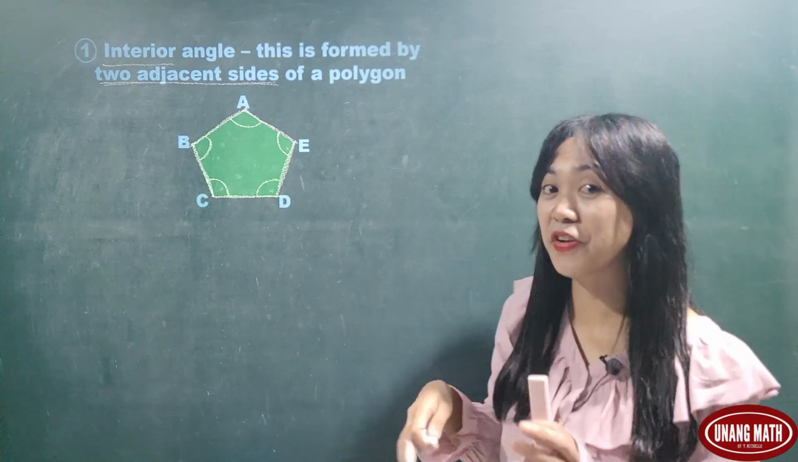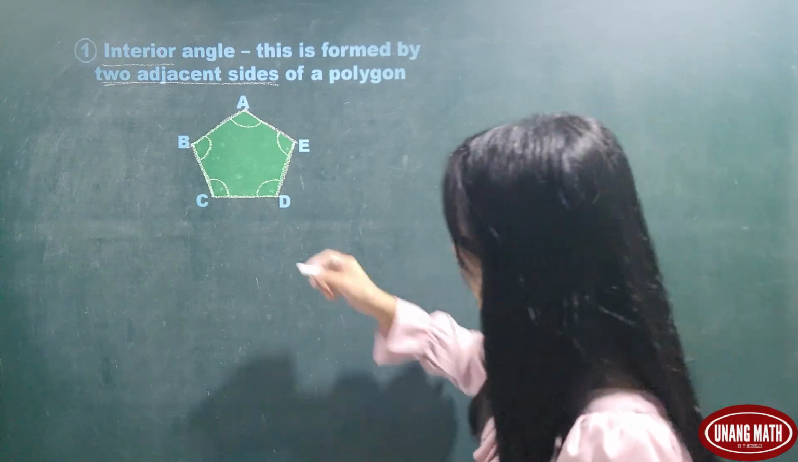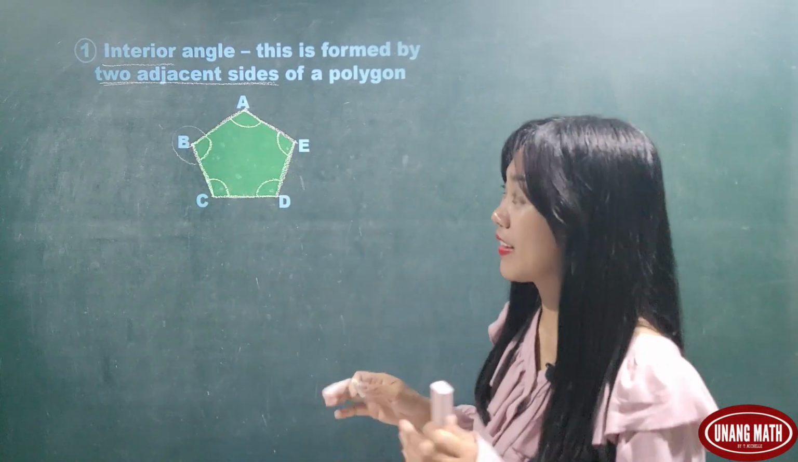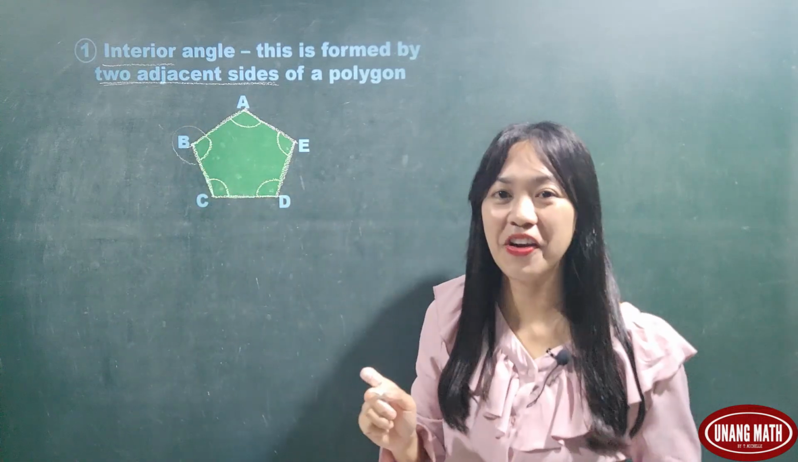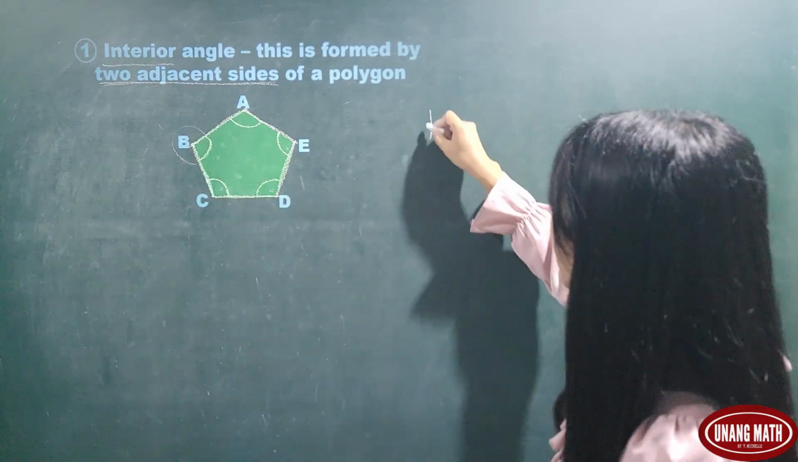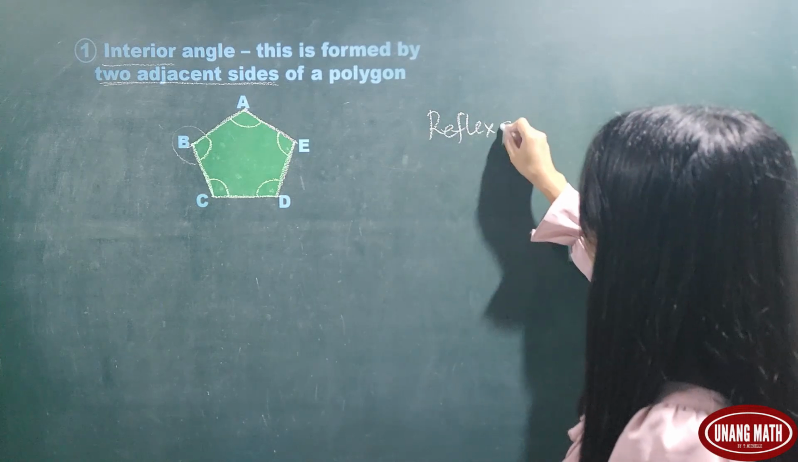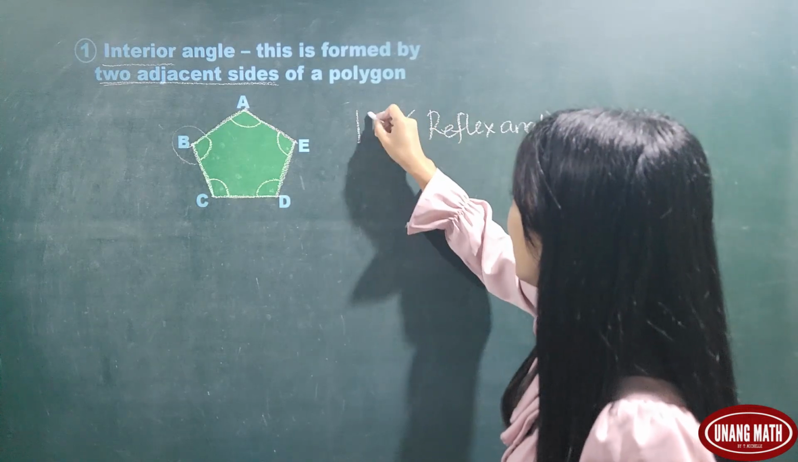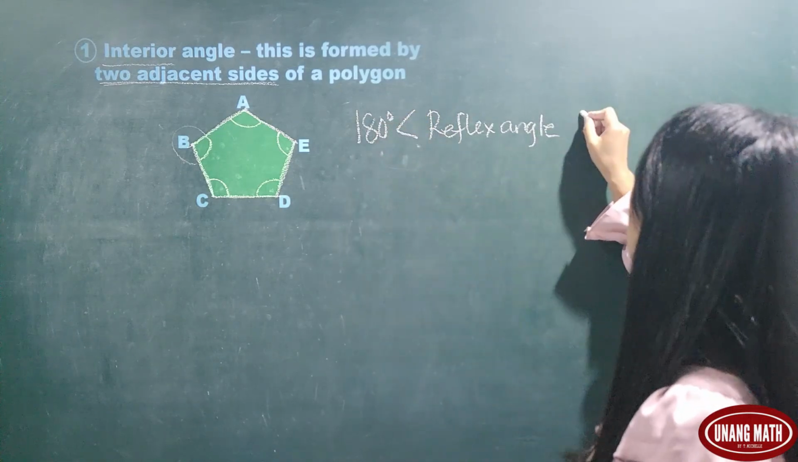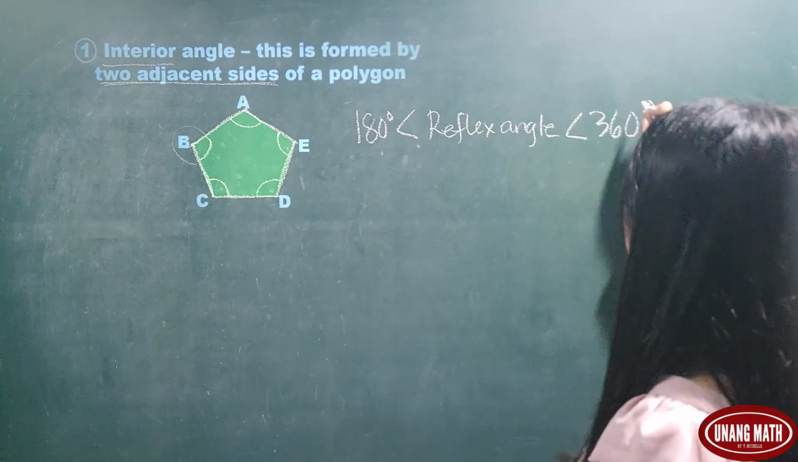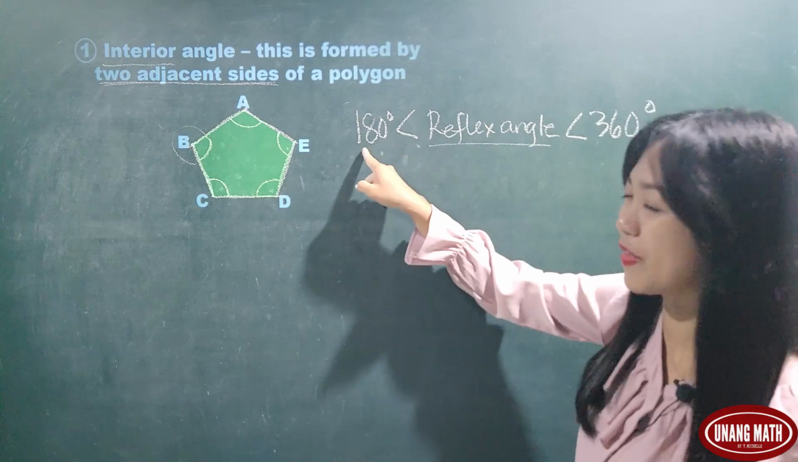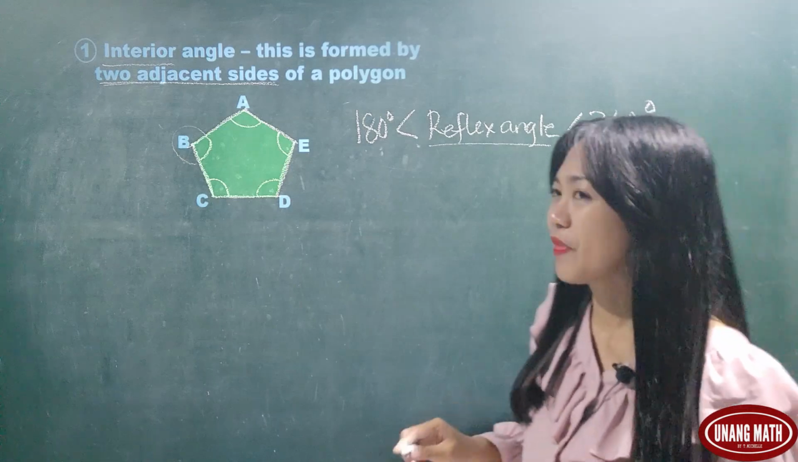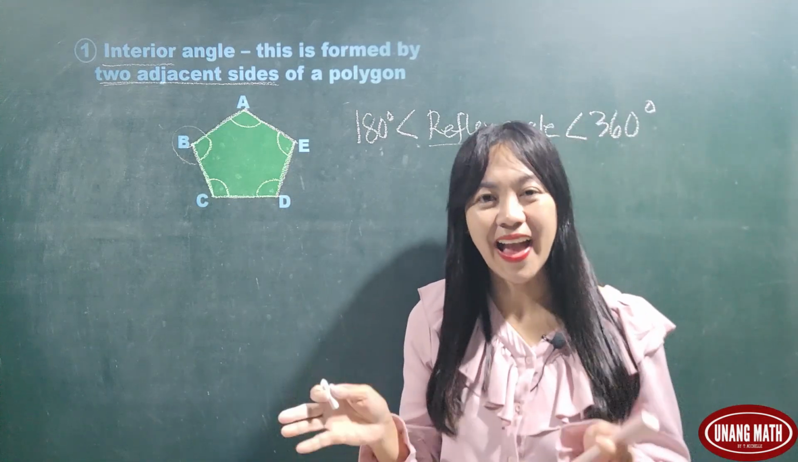Okay, what about exterior angle? You might think that this is an exterior angle, but this is not an exterior angle. This is a reflex angle. When we say reflex angle, this is more than 180 degrees but less than 360 degrees. Again, a reflex angle is more than 180 degrees but less than 360 degrees. So what is an exterior angle then?